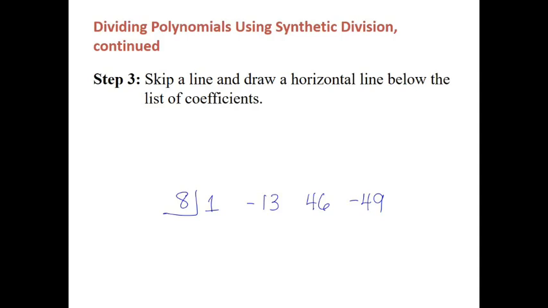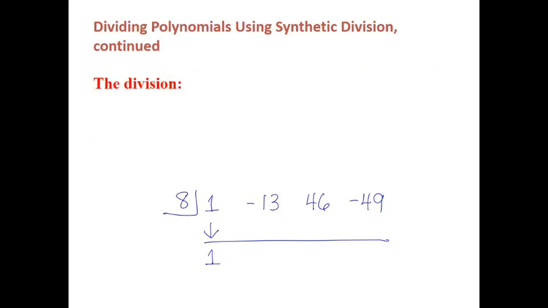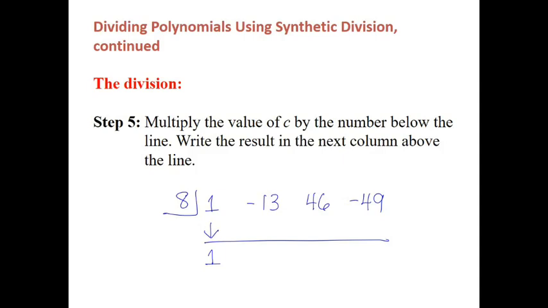Then you're going to skip a line and draw a horizontal line below the list of coefficients. Give yourselves room to write on that line. Bring down the leading coefficient from the dividend and write it below the line. So you just bring that first number down below the line, and that's going to be a 1. Then you multiply that by your divisor, 1 times 8. Okay, so 1 times 8 is 8, and you write it in the next column. And then you add that column.